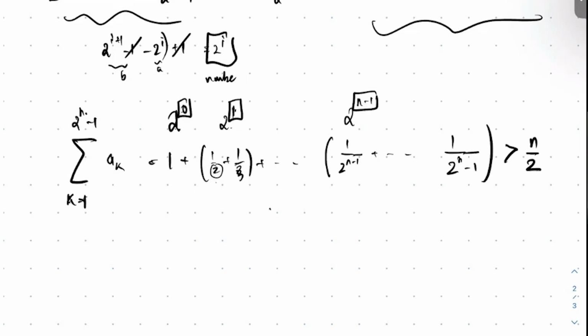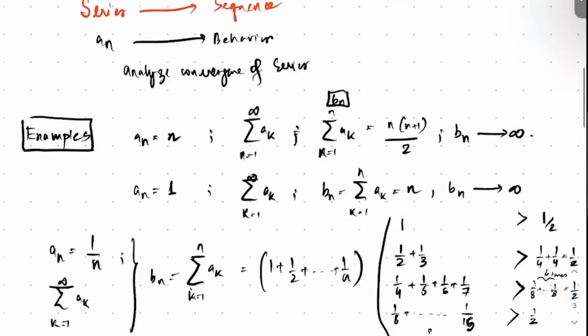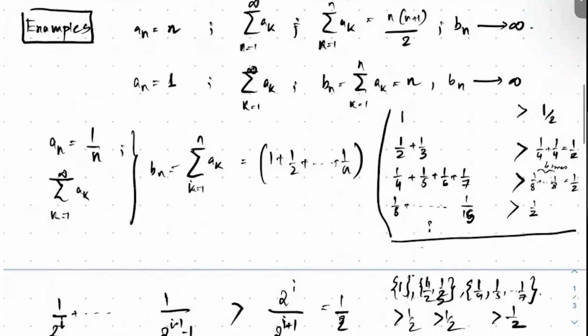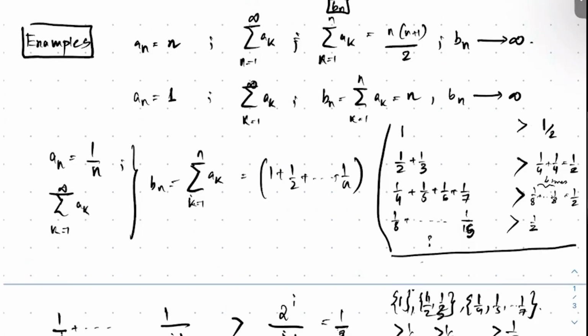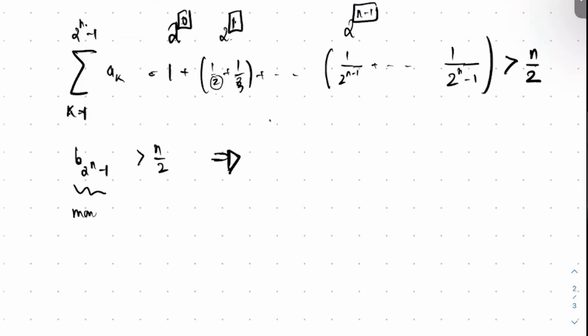Now if you take the limit on both sides by the Sandwich theorem, this is b_(2 to the power n minus 1), greater than n by 2. Now assume that the limit of b_n exists. We assume that because we know it's existing. b_n is a monotonic increasing sequence, because every time a new positive number is added: it's 1 initially, then 1 plus half, then 1 plus half plus a third. It's a monotonic sequence, so either it is going to infinity or it is going to a constant number.